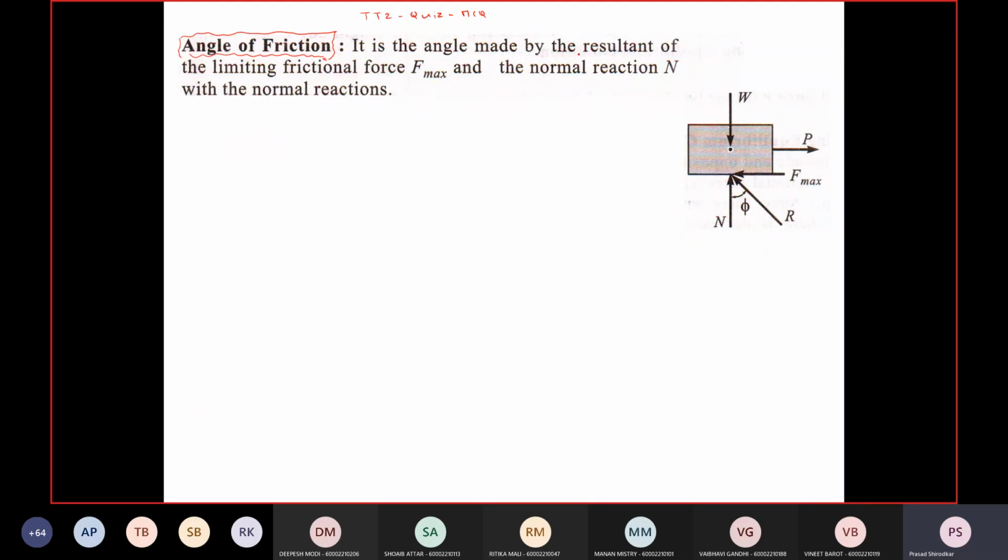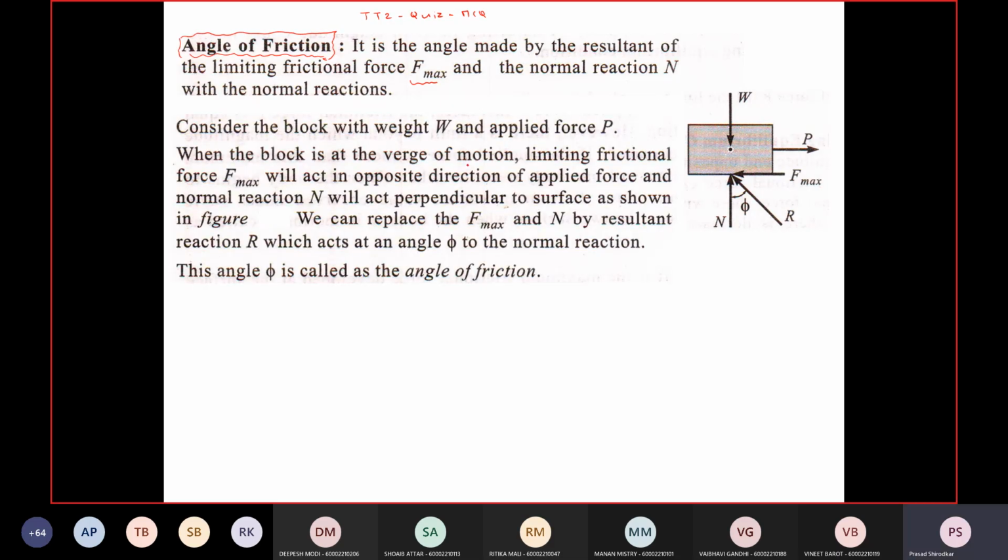It is the angle made by the resultant of the limiting frictional force, that is F max, and the normal reaction. Okay, so that is represented by this R. Consider a block of weight W placed on the surface, and a horizontal force P is applied. The block is on the verge of motion, so the limiting friction force is F max. F max will act in the opposite direction of the applied force. So if P is on the right hand side, F max will always be on the opposite side.